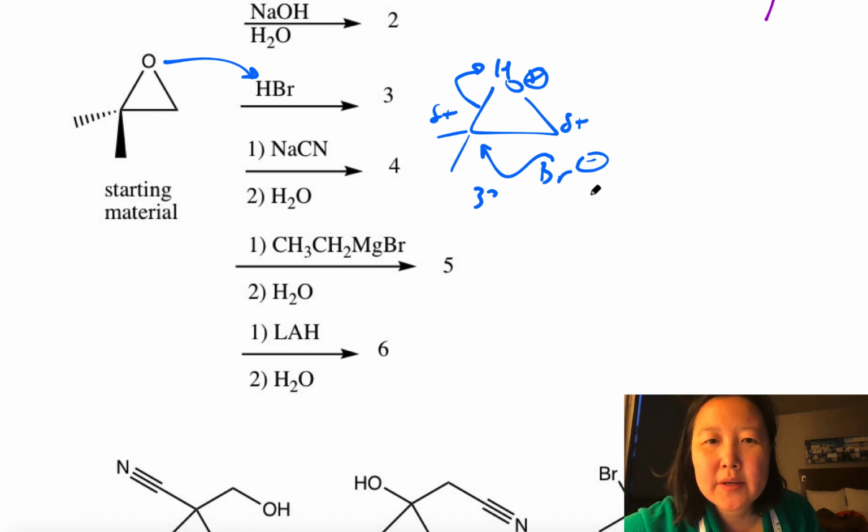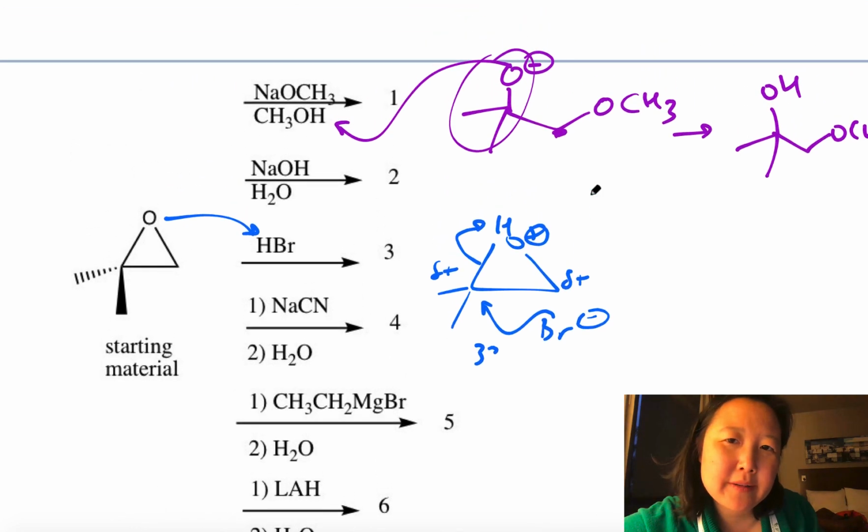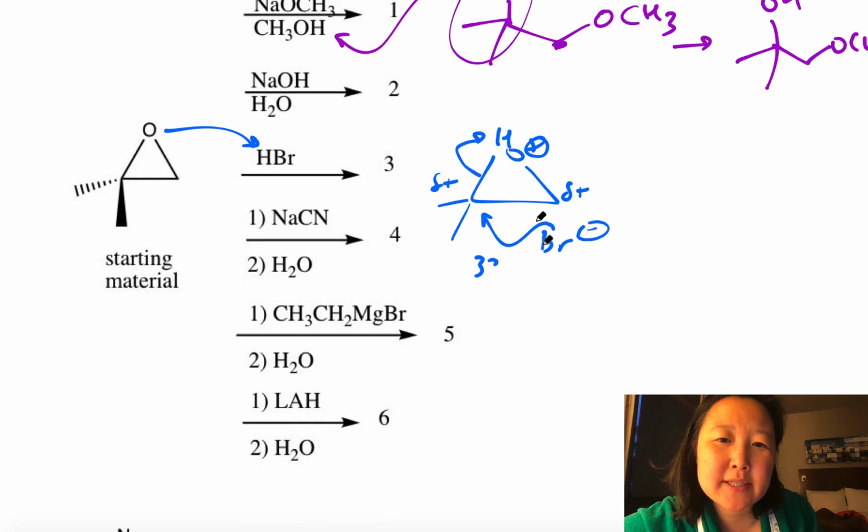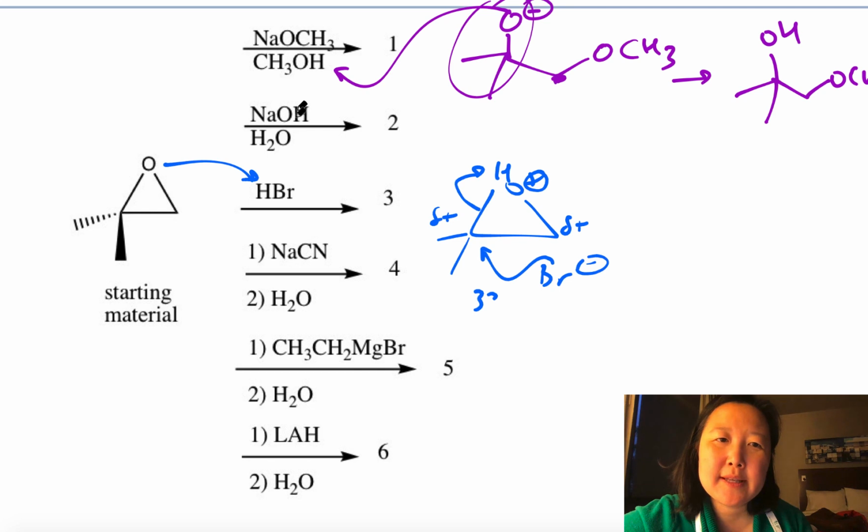So it's a good rule of thumb, though, in general: basic conditions give more anti-Markovnikov addition at the less substituted carbon. Acidic conditions, you go based on more stabilized positive charge. So Markovnikov addition, more substituted. So you need to go through this list and determine, is it a more basic or negatively charged solution, or is it a more acidic or positively charged solution, to tell the difference.